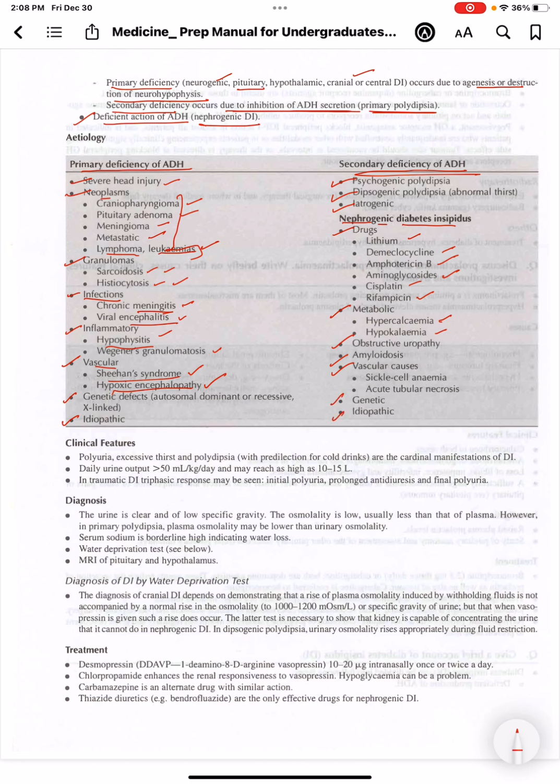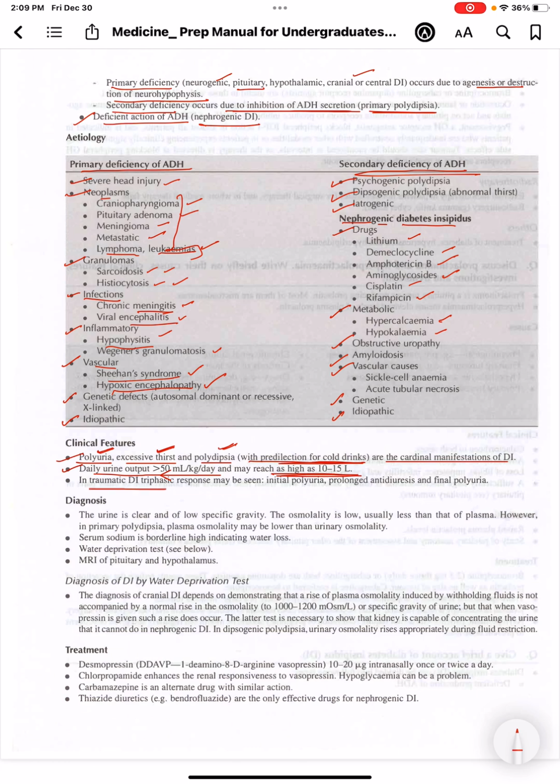What are the clinical features of diabetes insipidus? There is polyuria, and due to polyuria there will be excessive thirst, polydipsia with predilection for cold drinks, which are the cardinal manifestations of diabetes insipidus. So there are three features: polyuria, that the patient will frequently go for urination or micturition; excessive thirst; and polydipsia, excessive drinking of water. Daily urine output will be more than 50 ml per kg per day, or it may reach as high as 10 to 15 liters per day.